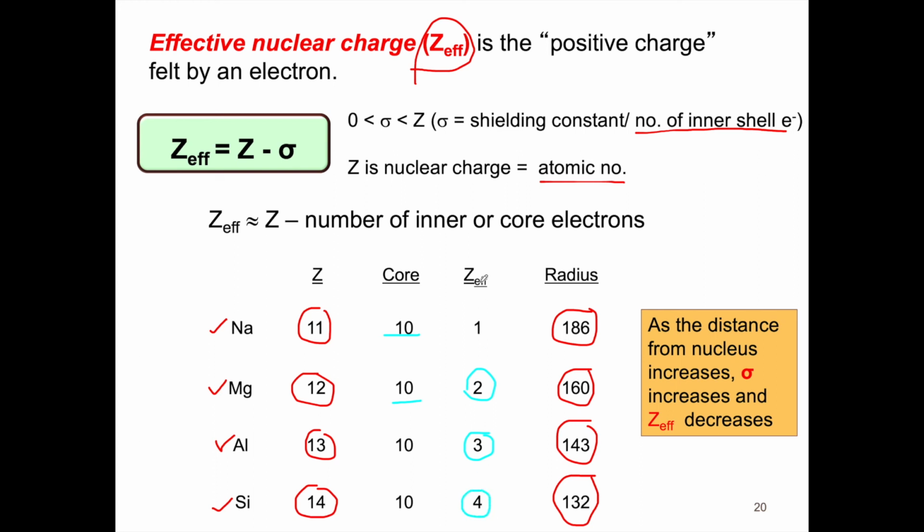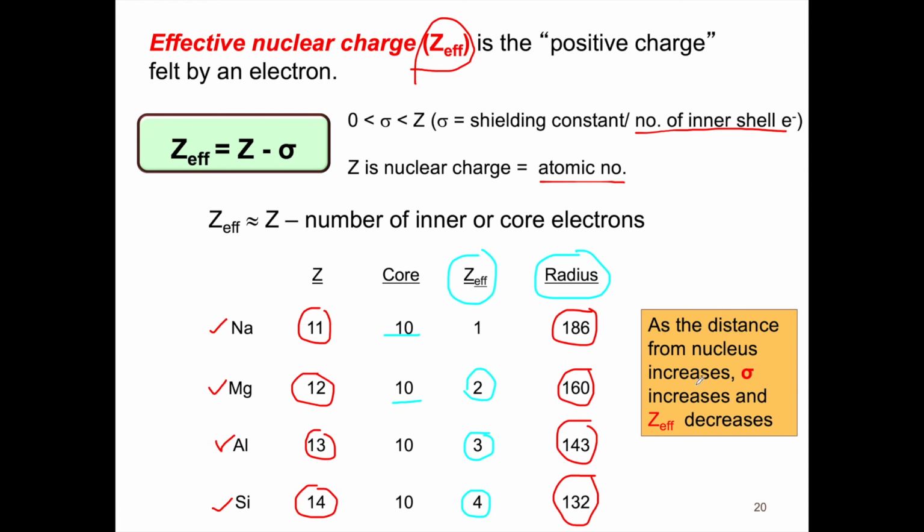So as you can see, when you have increasing Z effective, what happened to the atomic size? It will start to reduce. So as you hear, the relationship between Z effective and the radius is that when you have a larger Z effective, your atomic size will become smaller. And as the distance between the nucleus and the electron increases, what happens? Sigma will increase and the Z effective decreases, and vice versa.